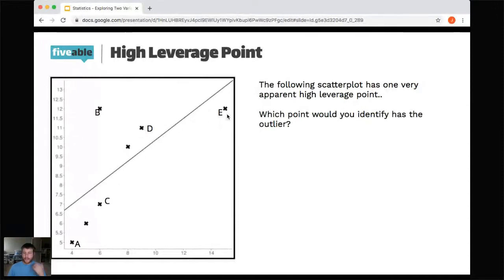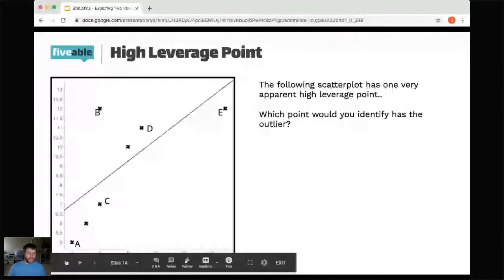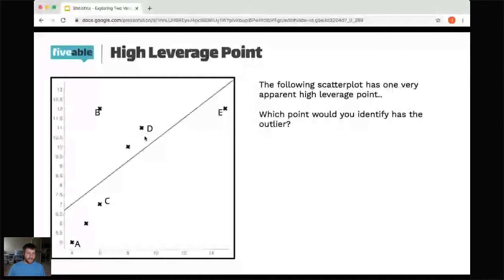So the high leverage point, and this was one of the questions in the question box down here, is that a high leverage point is going to have an extreme X value. B had an extreme Y. It was at 12, where most of its counterparts were at 7 and 8, somewhere in there. So it was a big jump up in the Y direction for B, whereas E is a big jump in the X direction.